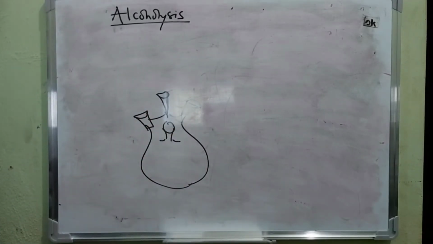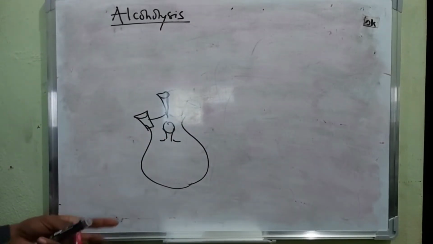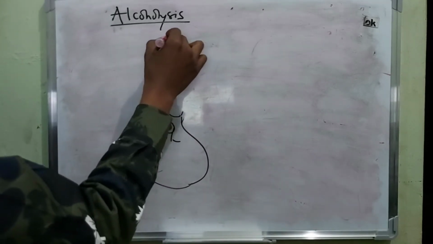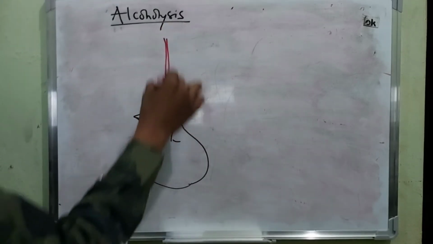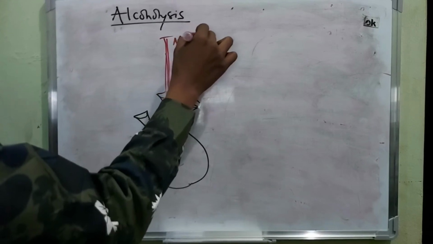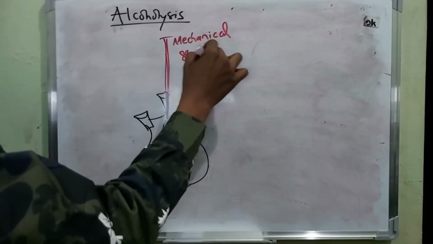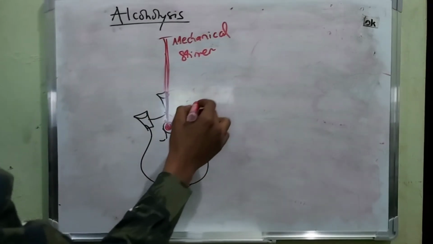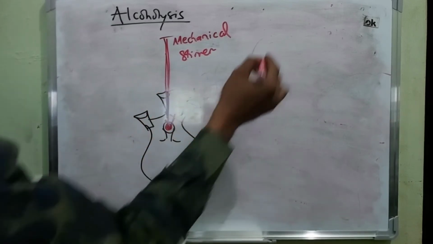Now the one at the middle, this neck, should serve for the mechanical stirrer. One mechanical stirrer should be inserted here, which is connected to a power supply. Then we have one other inlet that should serve for the nitrogen gas.